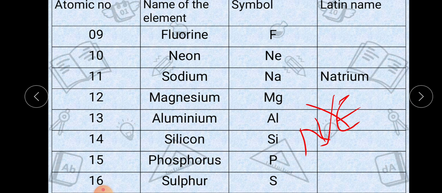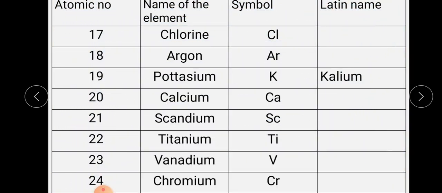15th element is phosphorus, P. In the agricultural field we use phosphorus as a manure. 16th is sulfur. Sulfur is an element that was mostly abundant in earlier days. When fire was discovered, with brimstone, when two stones were crushed, we got a fire. Early man discovered fire by the brimstone. That brimstone contains sulfur in it. The next element, 17th, is chlorine. It is a greenish color gas. Symbol is Cl. 18th element is argon, Ar.